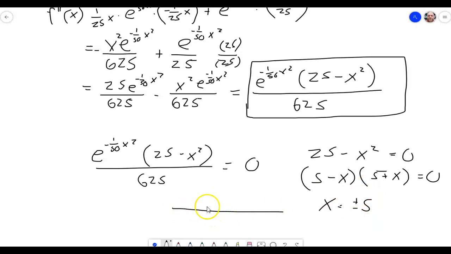And then finally, we can just put them here. So we have a negative 5 and a positive 5. And we're going to check values. So for example, if we have something between negative 5 and positive 5, like a 0, we're going to get 25 minus 0. So that's going to be positive. So that's going to be concave up there. If we check values greater than 5 or less than negative 5 in there, we should end up getting negative, which means it's going to be concave down.